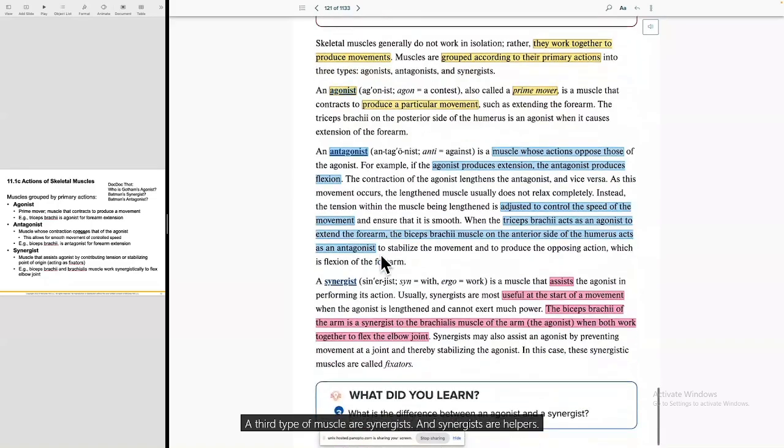A third type of muscle are synergists, and synergists are helpers. Synergists assist. Sometimes they either get the movement started, or sometimes they stabilize while another muscle is doing a hard part of the work. When I bend my elbow, there's two muscles that work together, the bicep brachii, the big star of the show, and the brachialis muscle, who's actually the agonist here, but they work together, so we could say these two muscles are synergists.